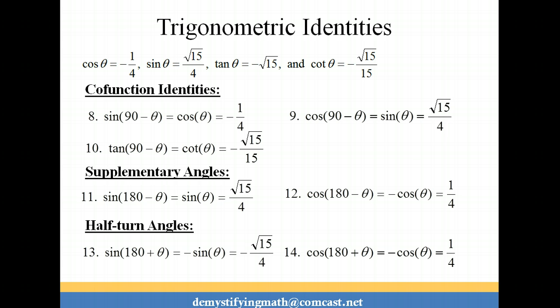These are just a few of the examples of things that you can find out just by knowing 2 pieces of information. The cosine of the angle was -1/4 and the sine was positive.